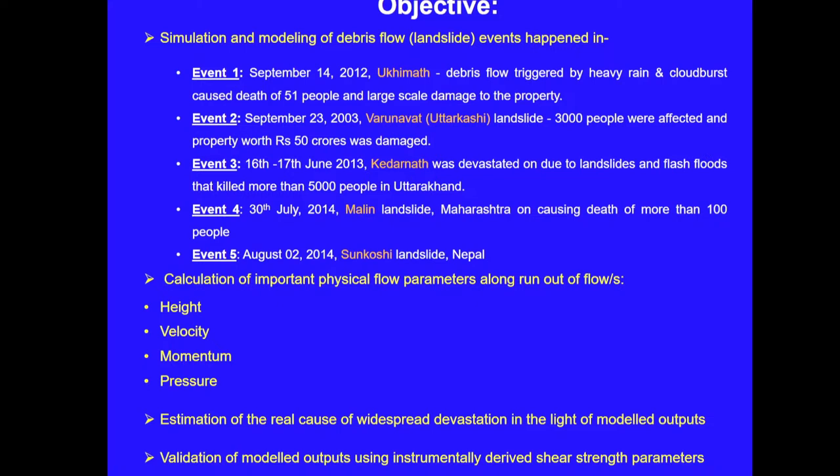So what are the inputs and what are the outputs that you get from that model? First, you get a height, a velocity, a momentum and a pressure. These 4 physical parameters are given along the runout zone where the flow is happening. At any point, any xy you fix, the model will tell you the variation of height, velocity, momentum and pressure. Suppose your house or your school lies at that point. If the flow reaches your school or your house, what height it comes with and what velocity it comes with can all be calculated beforehand, before the landslide happens. That's the beauty of this kind of modeling.